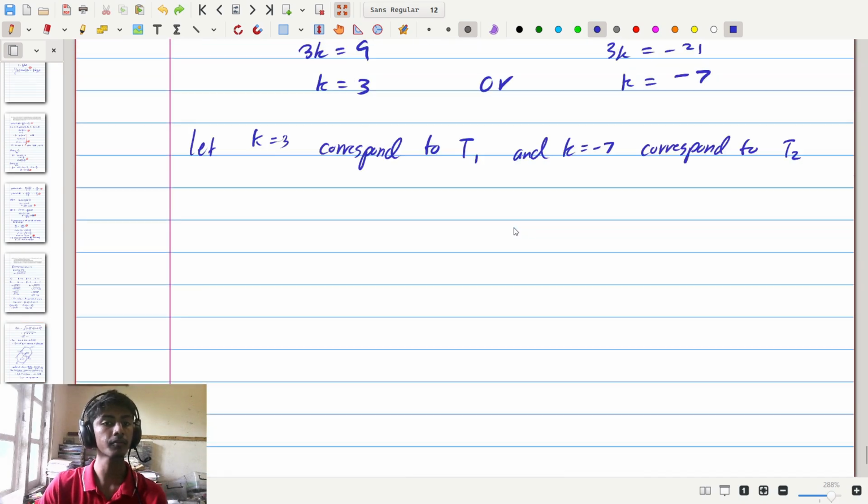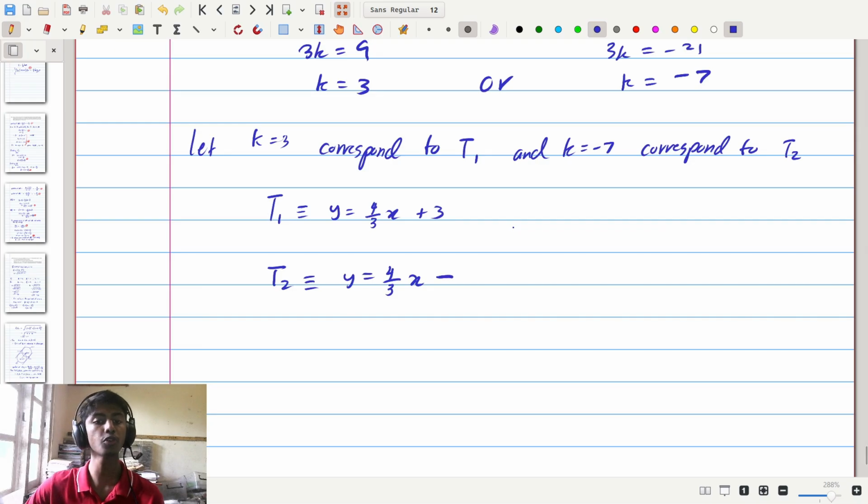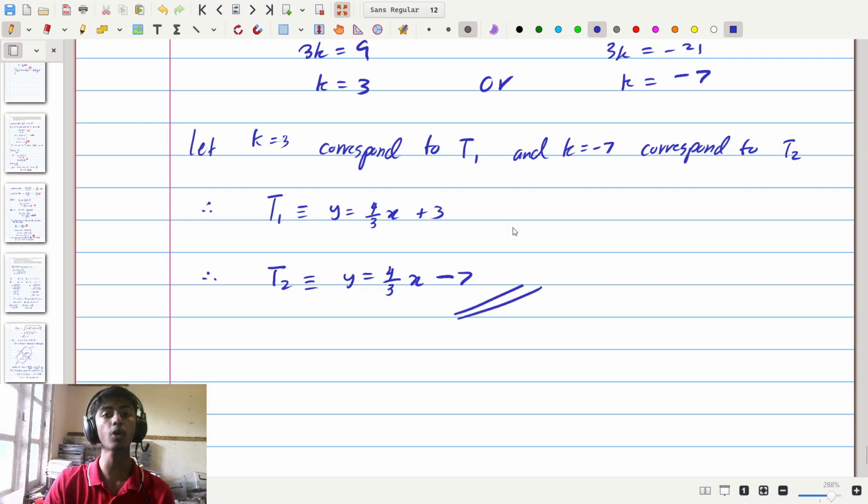So we'll write t1 given by y equals 403x plus 3, and t2 will be given by y equals 403x plus k, which is minus 7, so minus 7. So with that, we have found t1 and t2, which are the two tangents that are common to both circles S1 and S2.